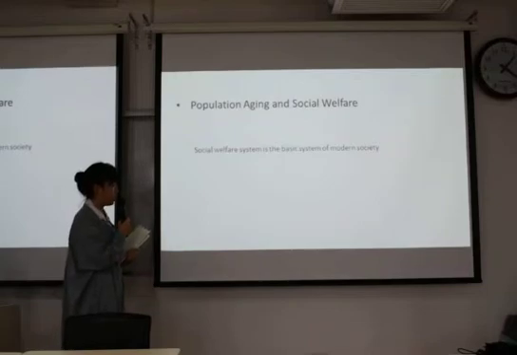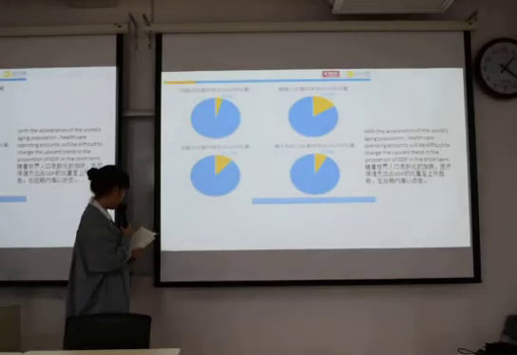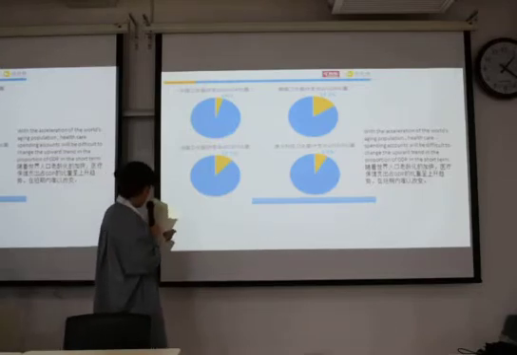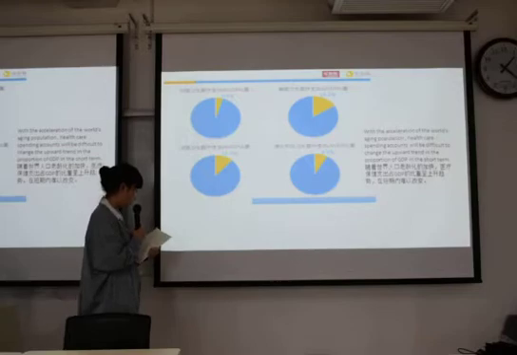Population aging and social welfare. The social welfare system is a basic system of modern society. This is the healthcare spending to GDP ratio. With the acceleration of the world's aging population, healthcare spending will find it difficult to change its upward trend as a proportion of GDP in the short term.